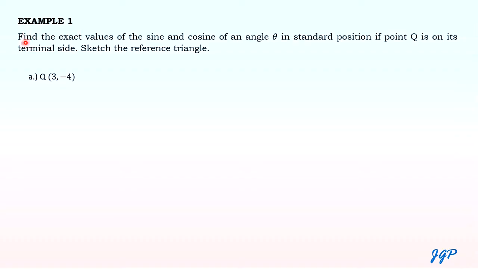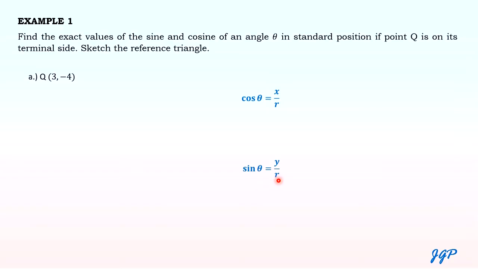Example number 1, find the exact values of sine and cosine of an angle theta in standard position if point Q is on its terminal side. Sketch the reference triangle. So how are we going to find the sine and cosine theta of an angle if we are given a point? For example, in letter A, we're given a point Q with an ordered pair of 3 and -4. X is equal to 3 and y is equal to -4. If we want to find the cosine theta, that is equal to x over r. If you want to find sine theta, that is equal to y over r.